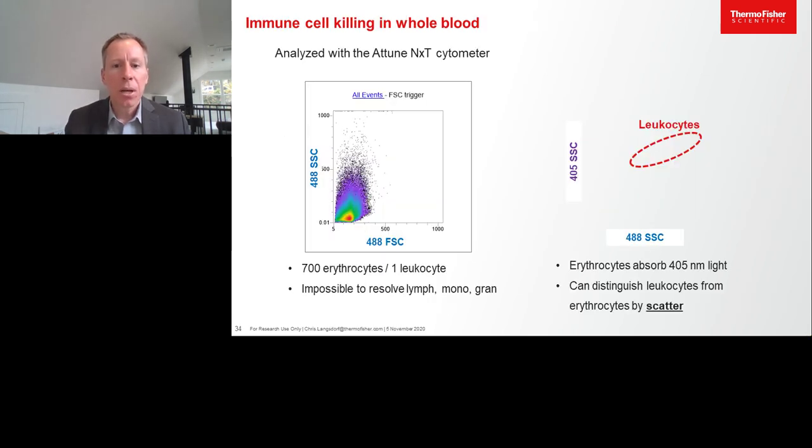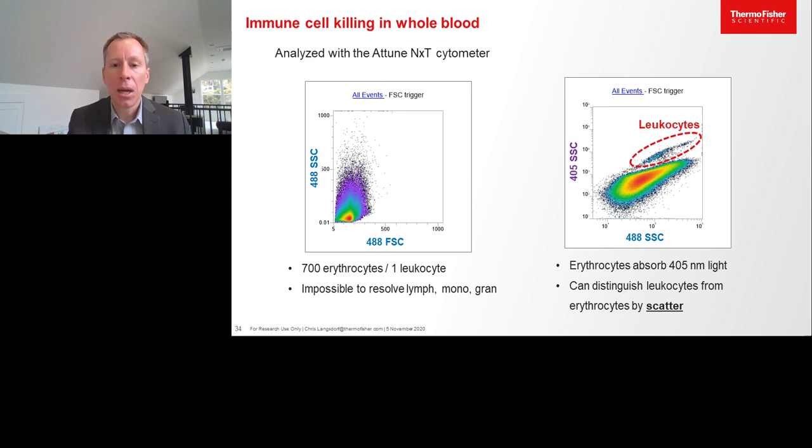Now, anyway, if we were to analyze a sample of whole blood on the Attune and dilute that whole blood about 100-fold into media, we can analyze single cells in whole blood. The trouble is we now have so many erythrocytes that we can't even visualize our lymphs, monos, and grans.